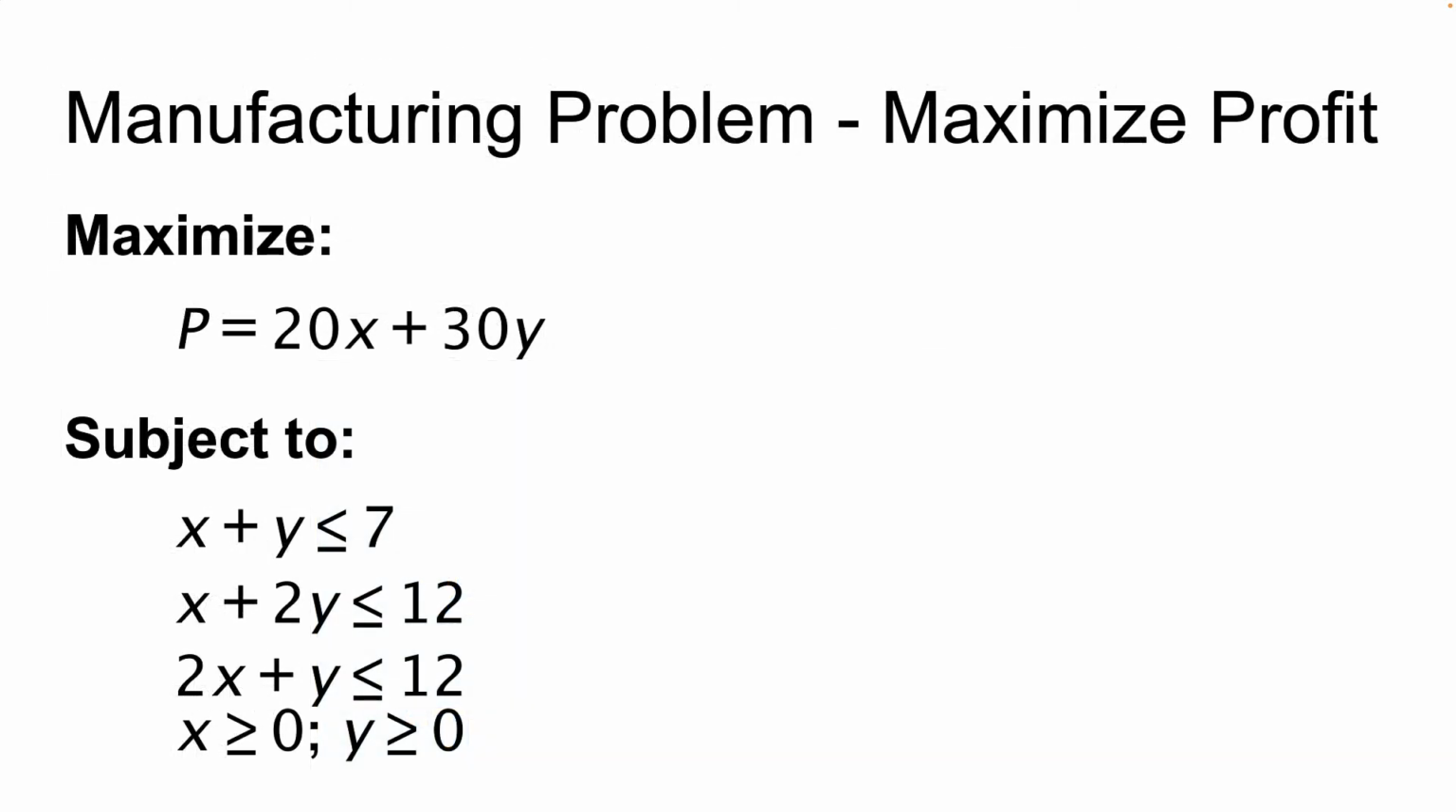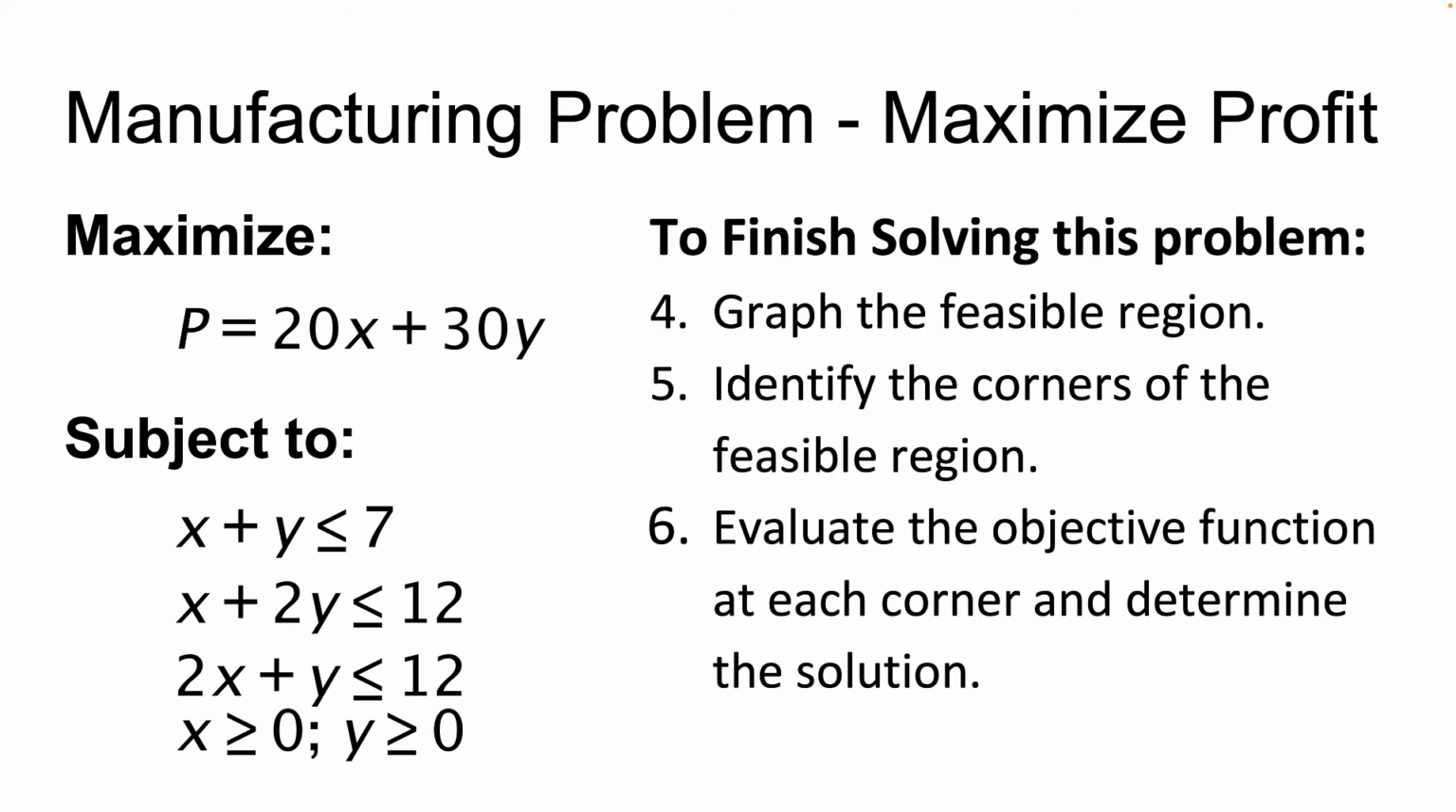So putting this all together, for our manufacturing problem, where our goal is to maximize the profit, we need to maximize the function P is equal to 20x plus 30y, subject to the following constraints. X plus y is less than or equal to 7, x plus 2y is less than or equal to 12, 2x plus y is less than or equal to 12, x is greater than or equal to 0, and y is greater than or equal to 0. That completes the first 3 steps.